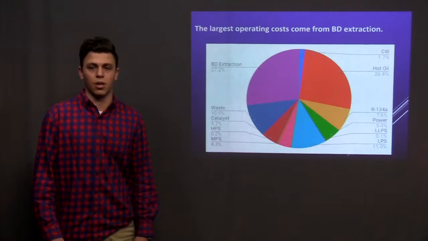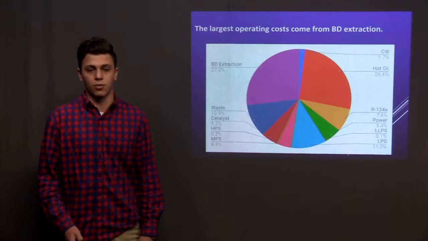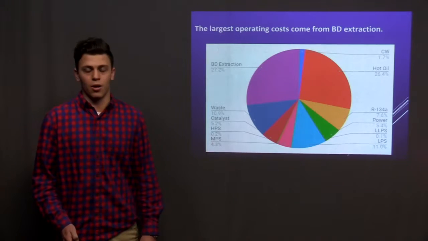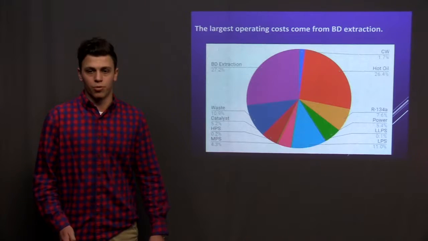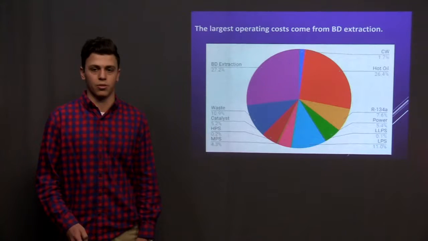The hot oil is used in our reactor cooling, along with some distillation column condenser cooling and some heat exchanger heating. And then our third main cost comes from our low pressure steam, which is used throughout the process to be cost effective compared to using high pressure or medium pressure steam.